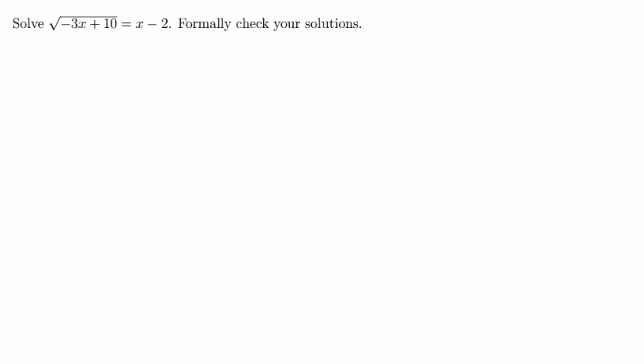In this video, we'll solve the equation that has the square root of the expression negative 3x plus 10 equal to x minus 2. At the end, we'll formally check each of the solutions we find. The first thing that we need to do is recognize that this is a radical equation. And since it has a radical, there are specific steps that we will take to solve it.